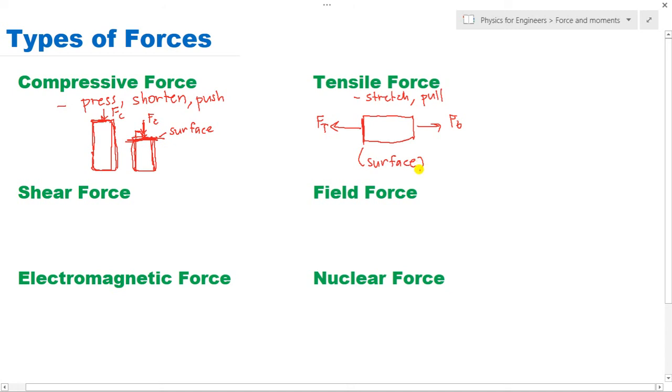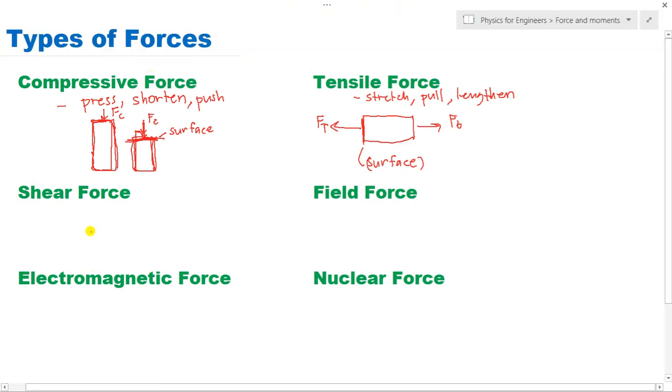Perpendicular again, class. This is still an applied force, and it will cause your object to lengthen, so it becomes longer. So again, with compressive, it gets shorter, you push. With tensile, you stretch, and this is not only applicable to a cylindrical rod, it can also apply to strings and wires. When you pull them, you already exert a tensile force or a tension.